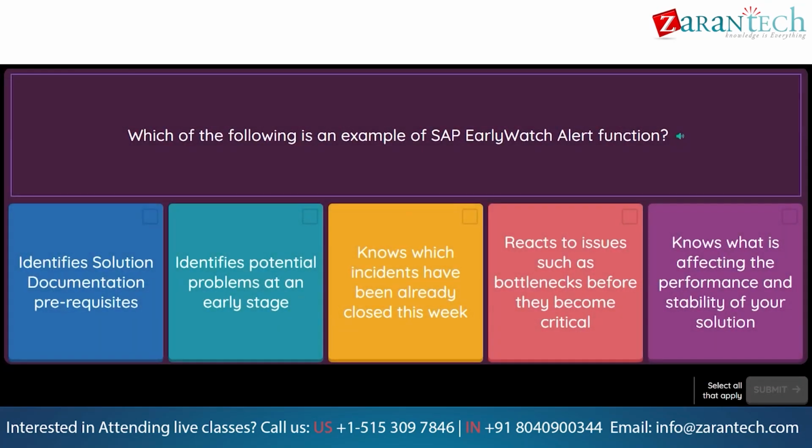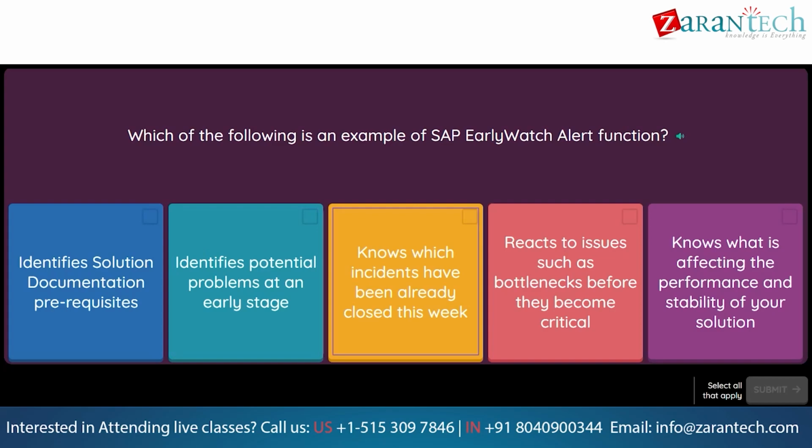Question: which of the following is an example of SAP EarlyWatch Alert function? Option 1, identifies solution documentation prerequisites. Option 2, identifies potential problems at an early stage. Option 3, knows which incidents have been already closed this week. Option 4, reacts to issues such as bottlenecks before they become critical. Option 5, knows what is affecting the performance and stability of your solution.